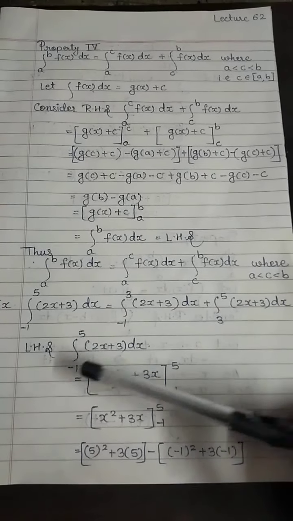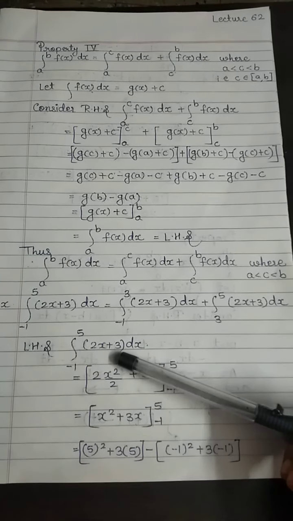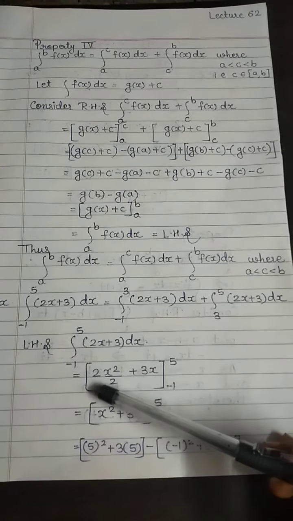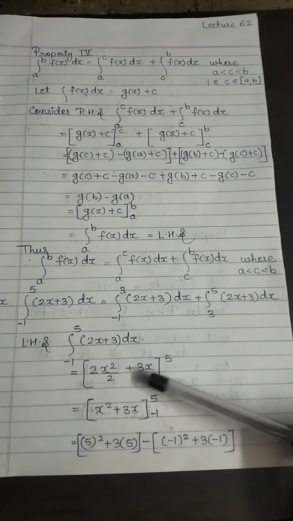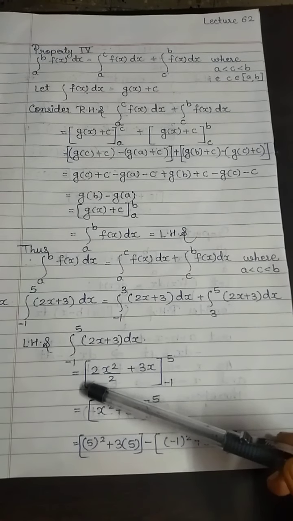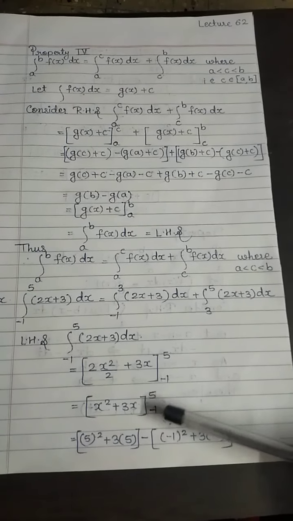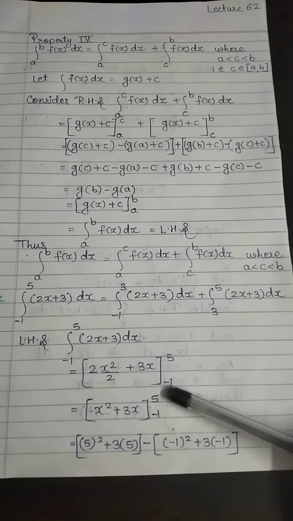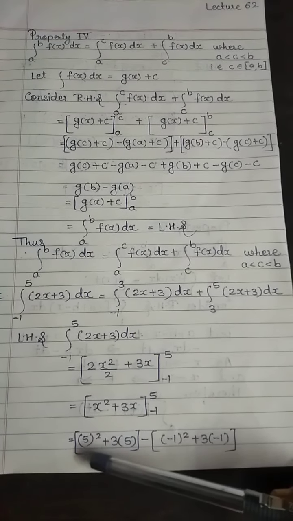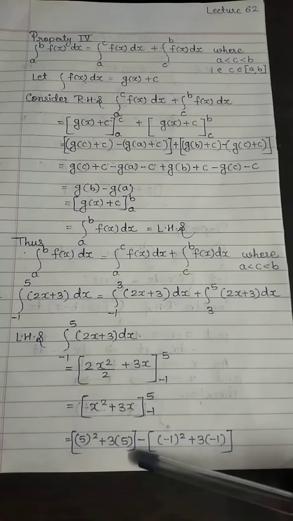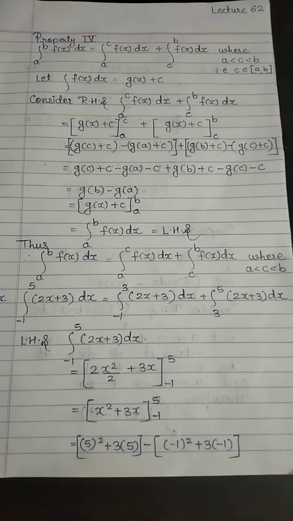Now suppose here we consider LHS first, that is integration minus 1 to 5 2x plus 3 dx. Now integrating this term we will get 2x square by 2 plus 3x. Now as 2 gets cancelled, we have only x square plus 3x, and here we will write the lower limit as minus 1 and upper limit as 5. Now applying upper limit minus lower limit, so we will get 5 square plus 3 into 5 minus minus 1 square plus 3 into minus 1.